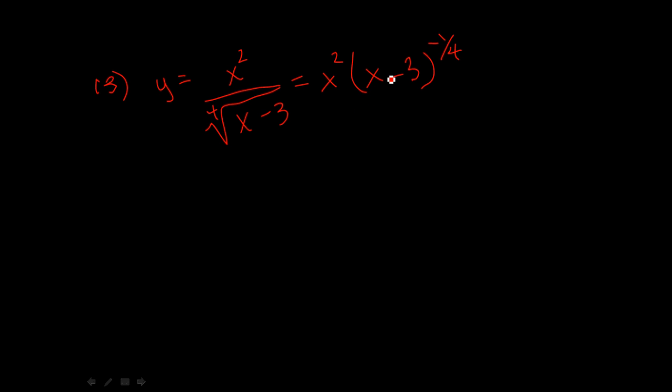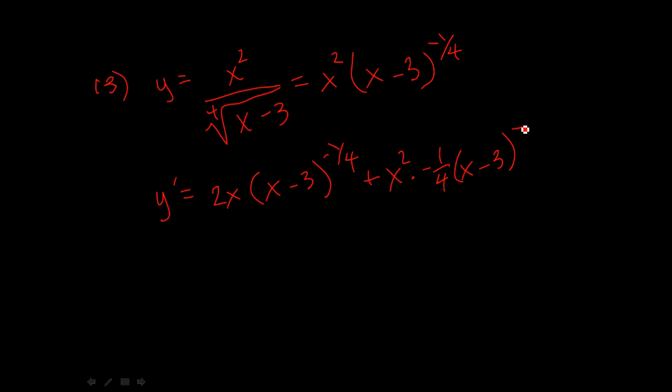So here's the product, and then this negative 1/4 is going to make us have to use the chain rule. So we have y prime equals the derivative of the first, and then keep the second the same, plus keep the first the same, and now do the derivative of the second, which is going to be negative 1/4 times x minus 3 to the negative 5/4. And then the derivative of the inside is just 1, so I'm not going to put that. So that would be our answer.